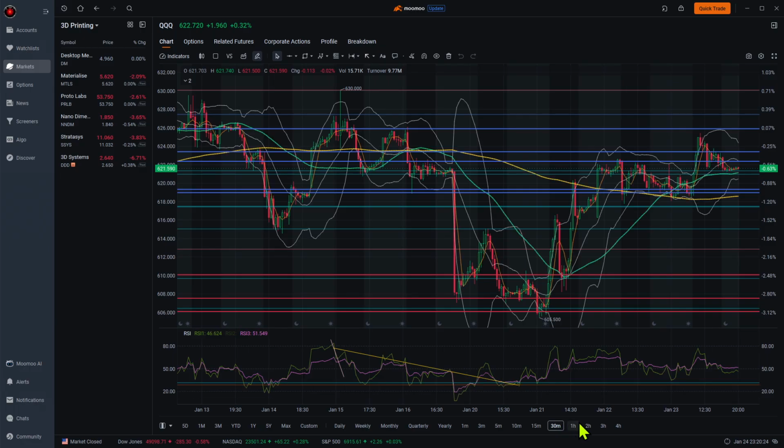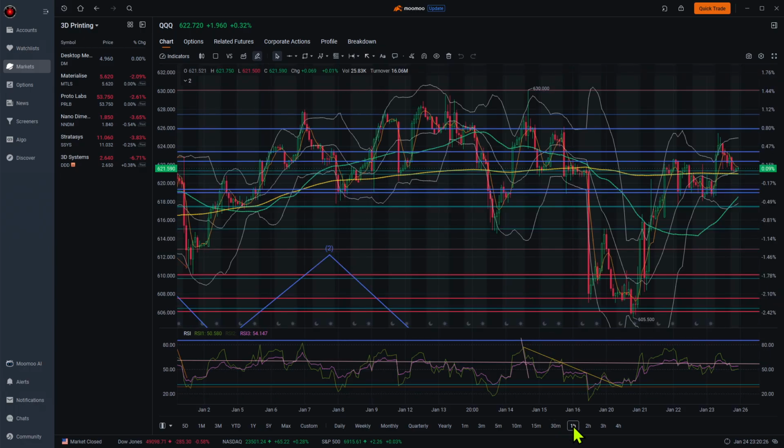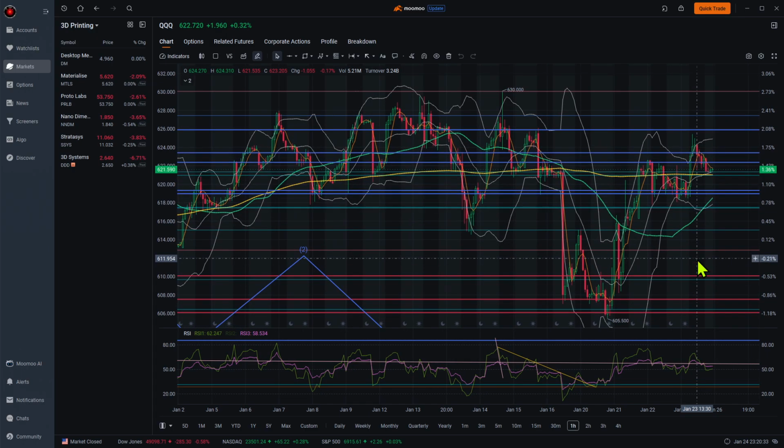I use the 30 minute and hourly just to confirm the trend, and especially to look for divergences. I don't like the 1 minute. It's too much noise. So the 3 minute smooths it out just enough.